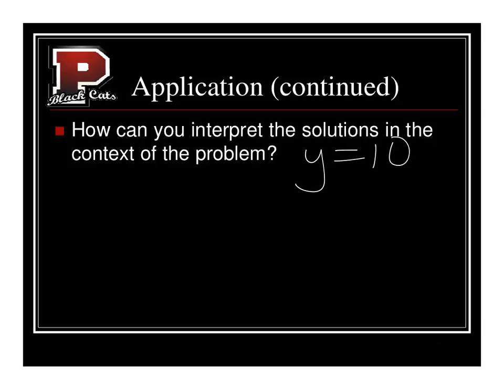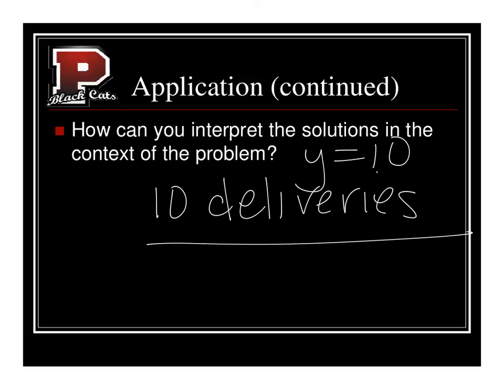So what that means is to make the same amount in a 4-hour shift at my competitor's, I would have to make 10 deliveries to make the same amount of money. Is that a good deal or not? Alright, that's it for solving a system using elimination with multiplication and choosing the best method.